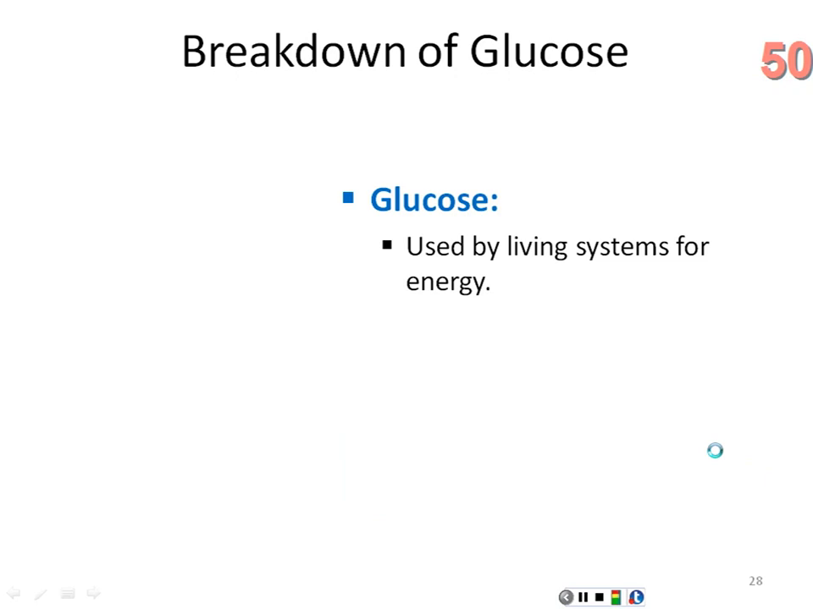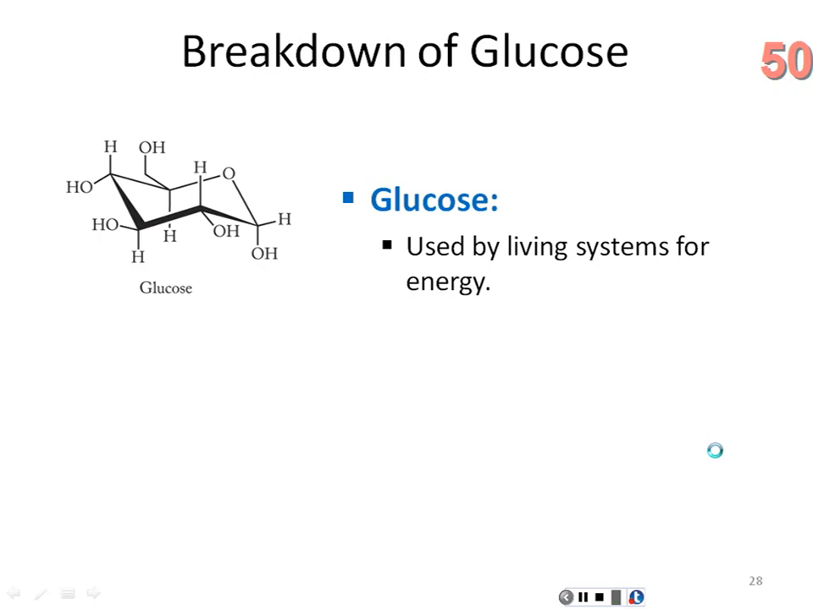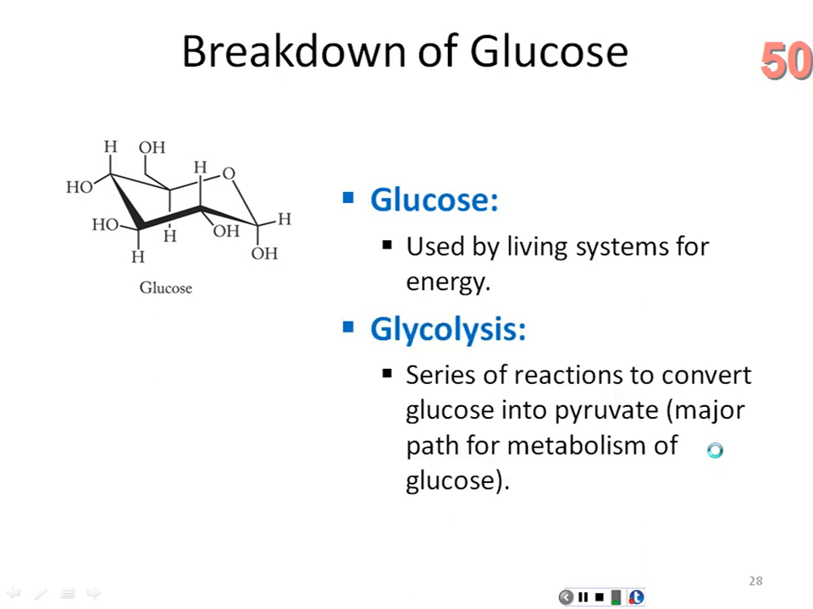Well, let's talk about the breakdown of glucose. That's a very important step for living systems. So glucose is used by pretty much every living organism for energy. Here's a glucose molecule. It's a six-membered ring sugar. And glycolysis is the series of reactions that are used to convert glucose into pyruvate. And this is a major path for metabolism. So we have many different steps in glycolysis, and at the end we get 2 pyruvate ions out.